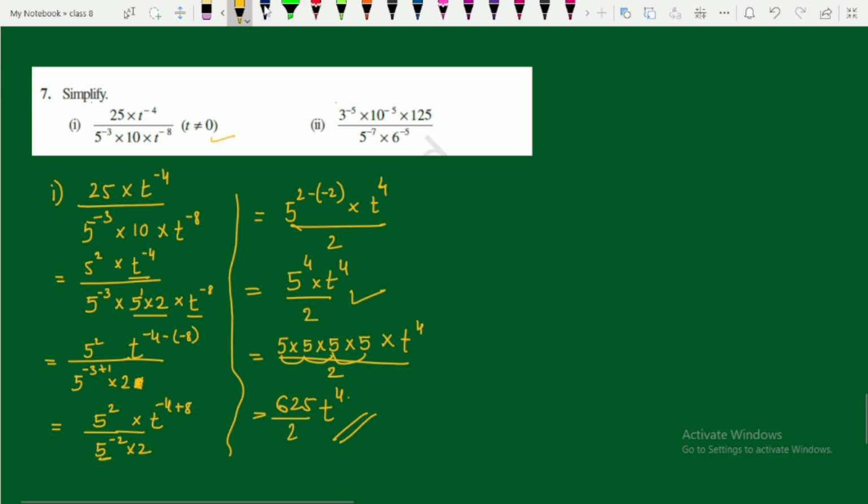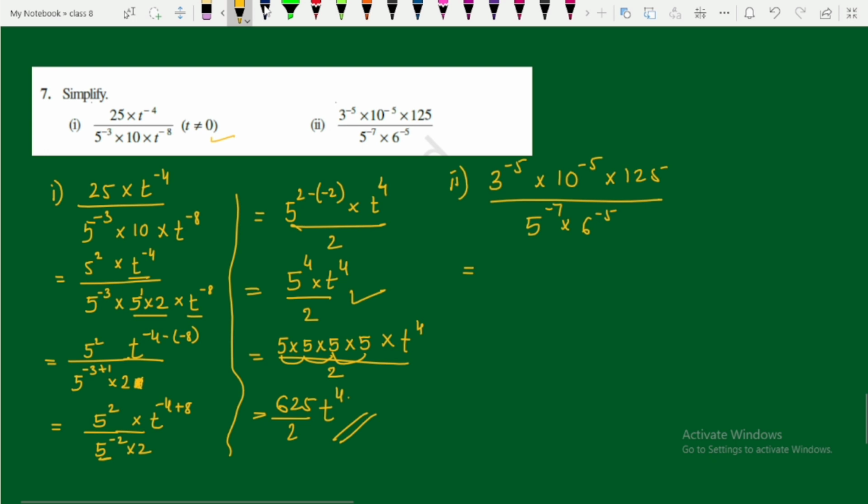Same way, the last question, that is the second one in question number 7. 3 raised to minus 5 into 10 raised to minus 5 into 125, divided by 5 raised to minus 7 into 6 raised to minus 5. Okay, yes. So wherever you can write a number, you can split and write it, so that it is easy to simplify that one.